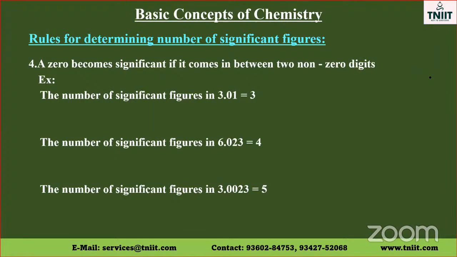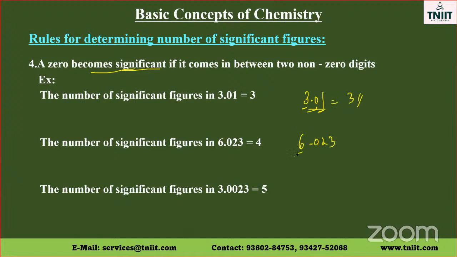The fourth rule: a zero becomes more significant if it comes between non-zero digits. The fourth rule is that the zero becomes more significant, more important, if it comes between two non-zero digits. Now you can see here the example, 3.01. So 3 is a non-zero, 1 is a non-zero. So between 3 and 1, this 0 is present. So this 0 becomes significant. Therefore, the number of significant figures is 3.